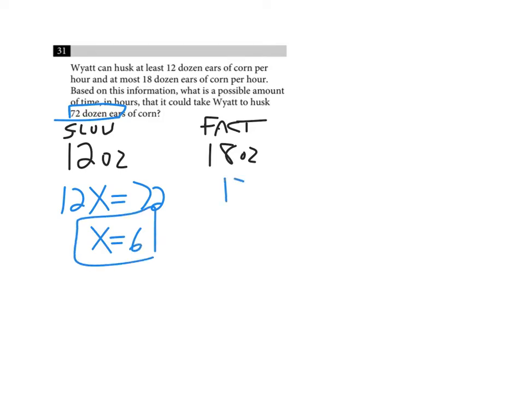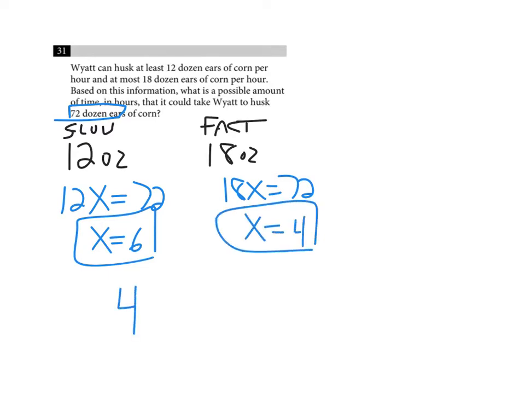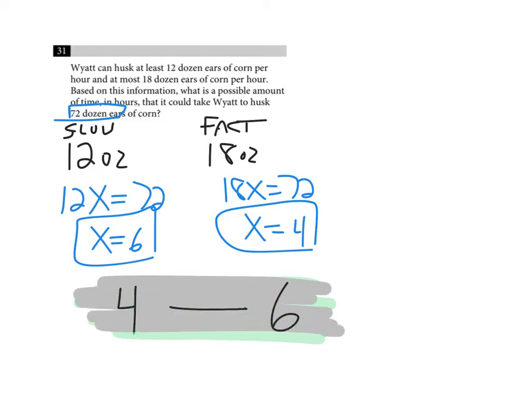On a fast day, it would take him x hours, so 18x equals 72, so x would be equal to 4. So on the fast day, it takes him 4 hours. On the slow day, it takes him 6 hours. So here your answer could be any number in between 4 and 6. This is a grid question, and you can grid in any number between 4 and 6, and it would be marked as correct.